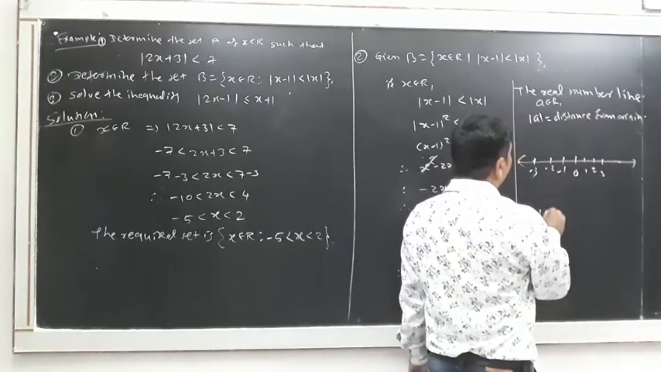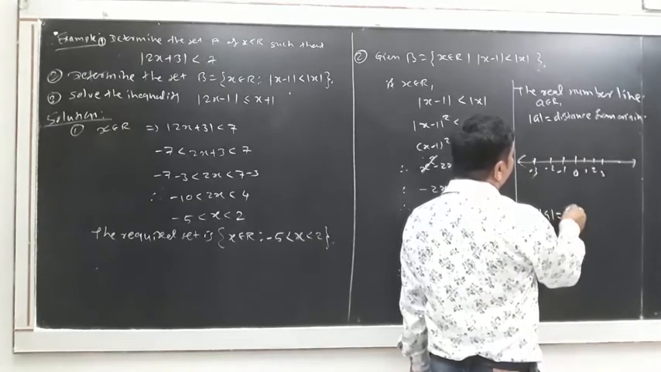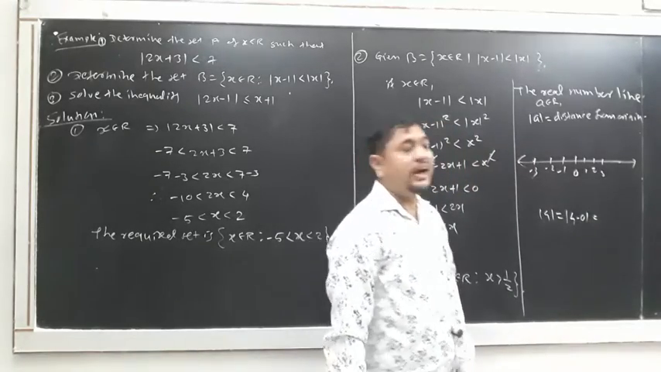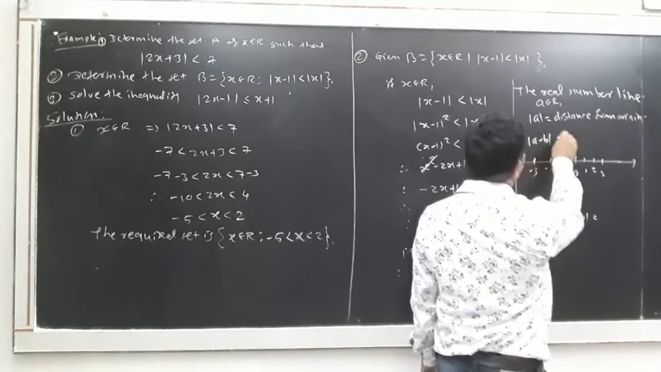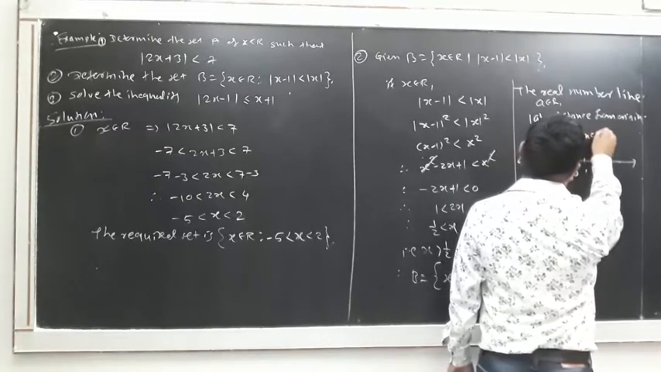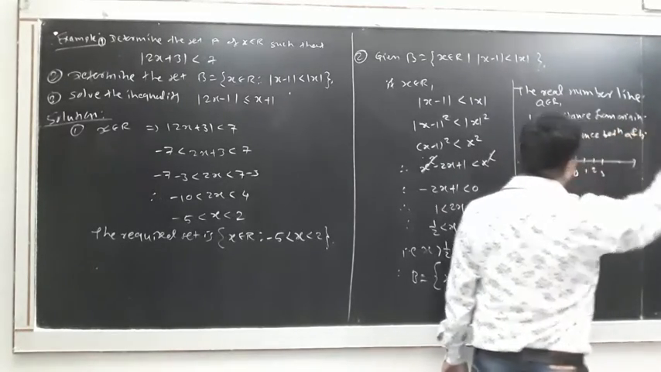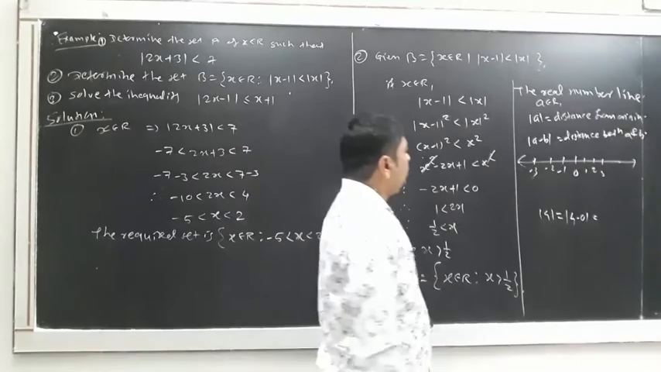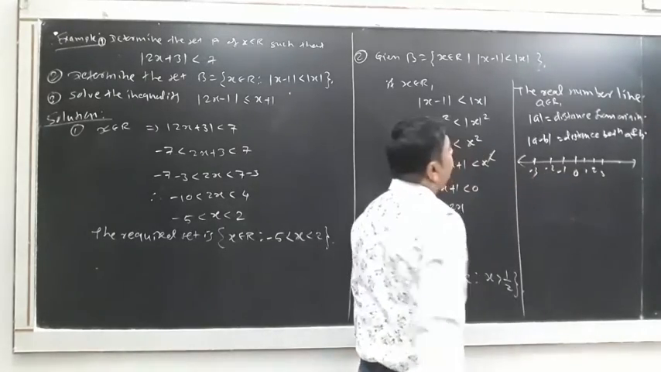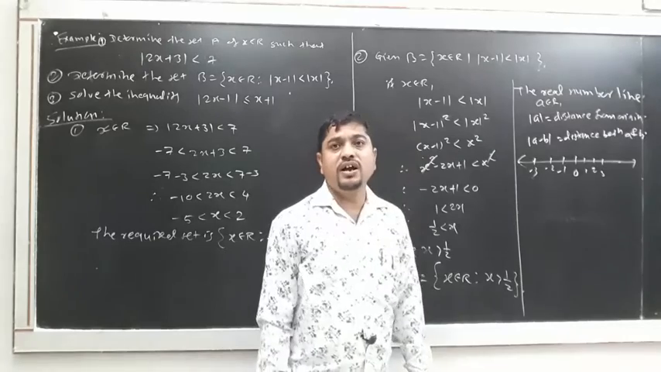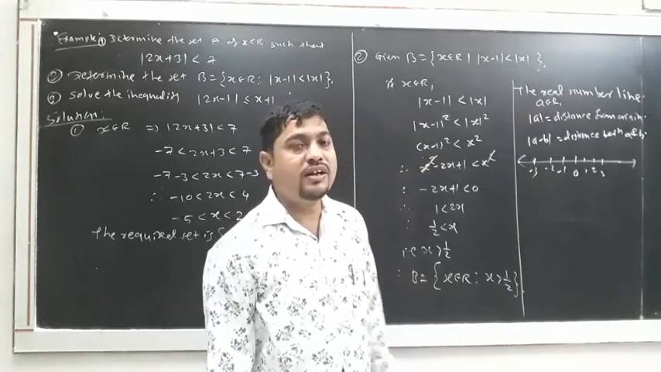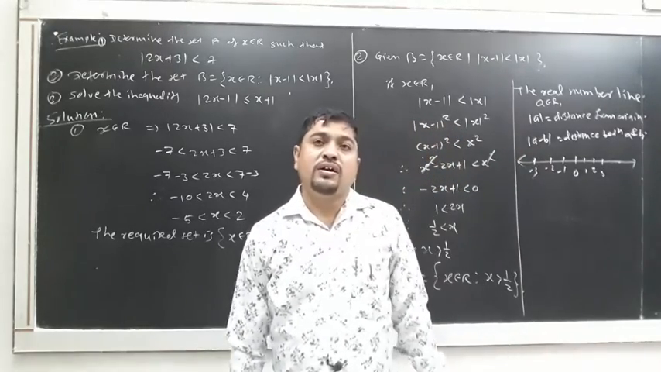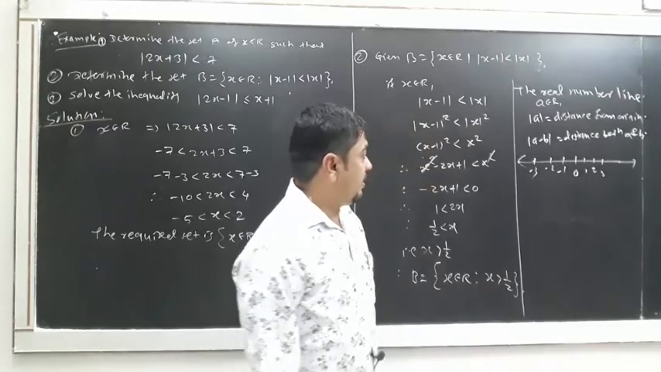Suppose we take mod of 4. It is nothing but 4 minus 0, which is the distance between 0 and 4. And mod of A minus B means the distance between A and B. So mod A is the distance from the origin, and mod of A minus B is nothing but the distance between A and B.